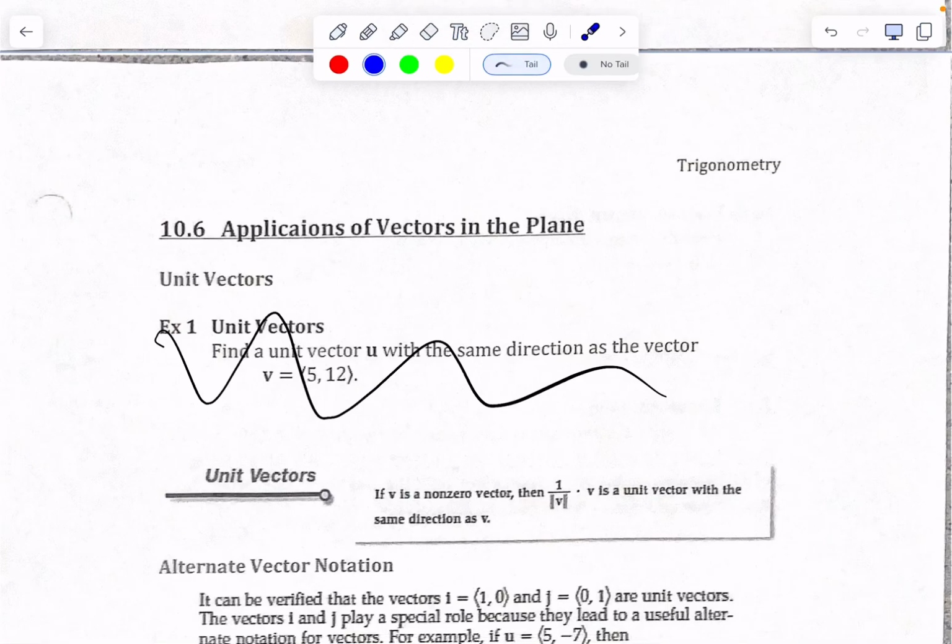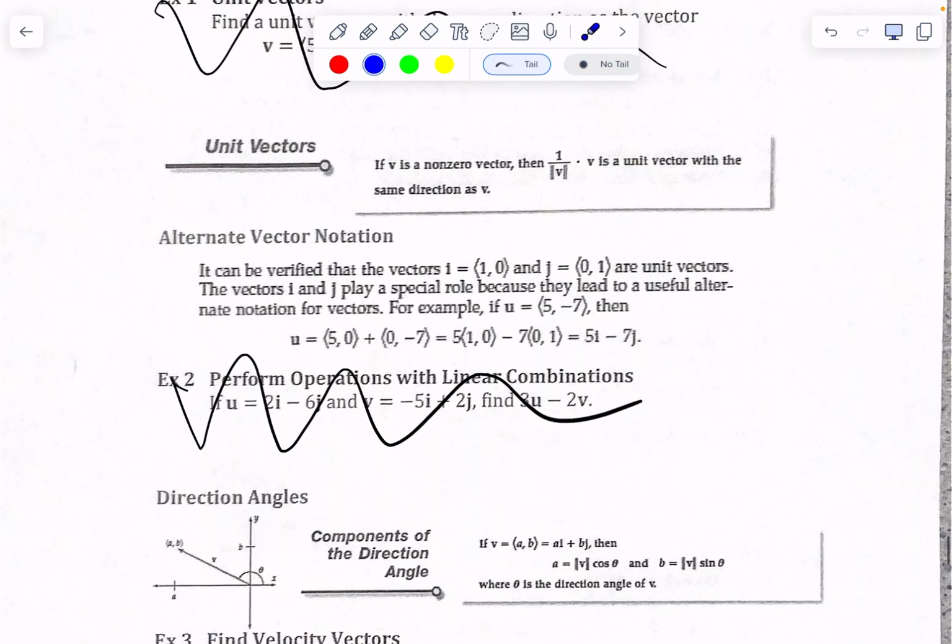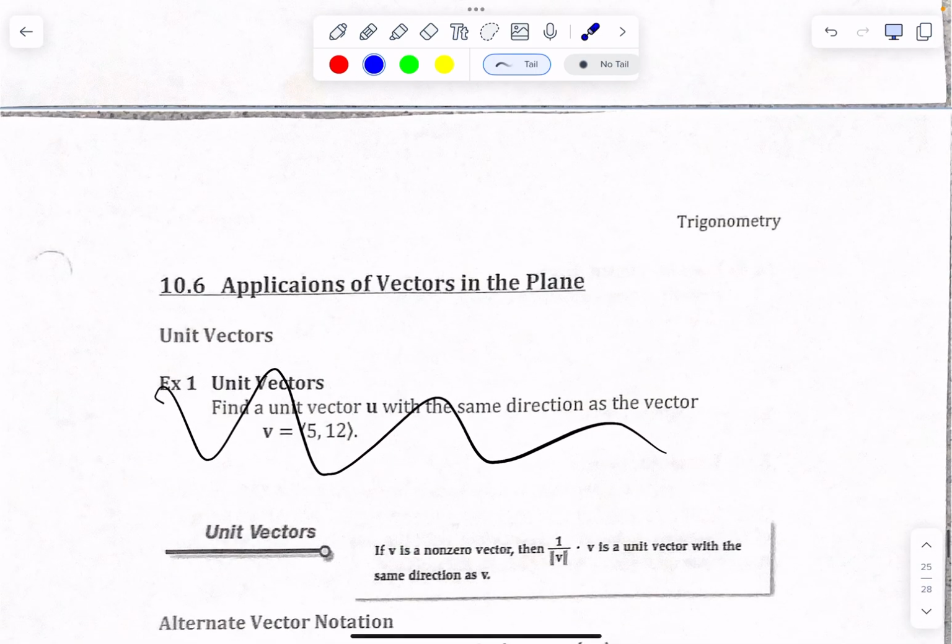All right, we are on 10-6, applications of vectors in the plane. I said skip example 1, skip example 2. Here is the deal. Ready?